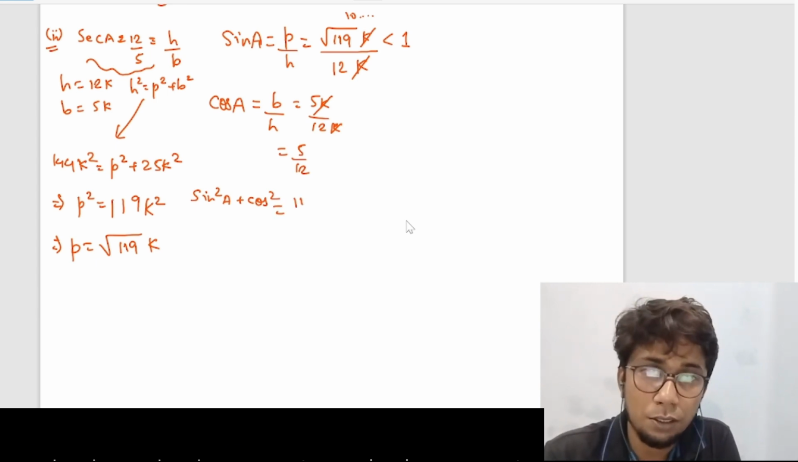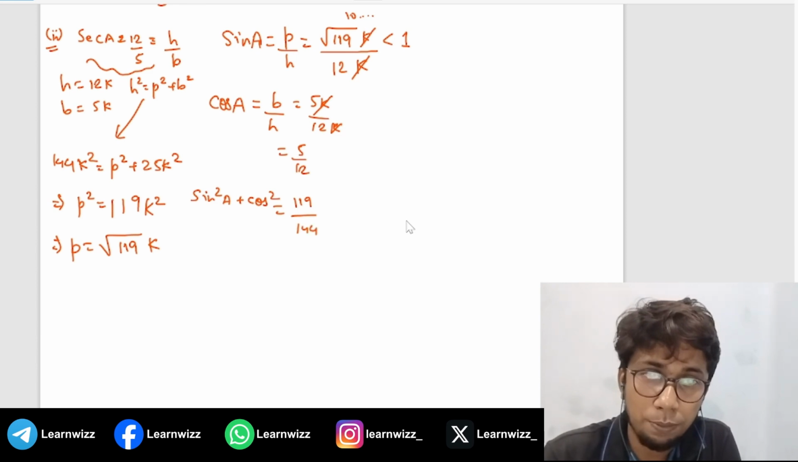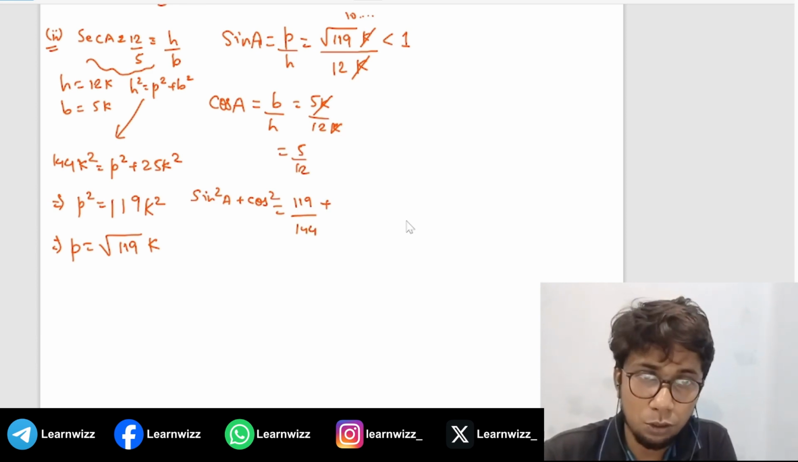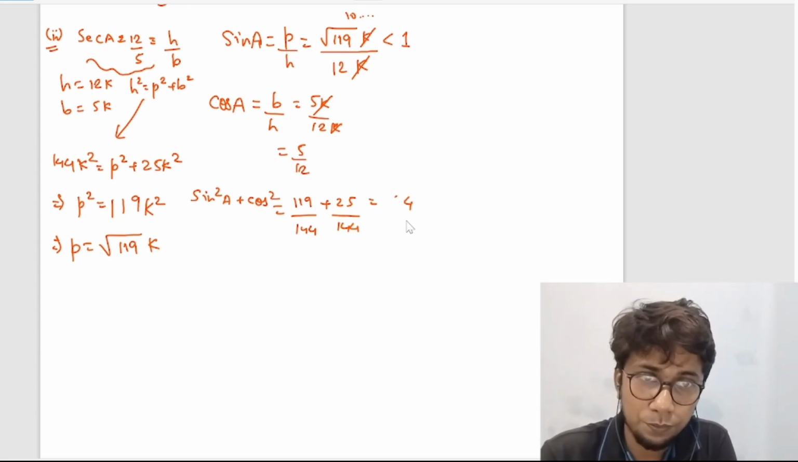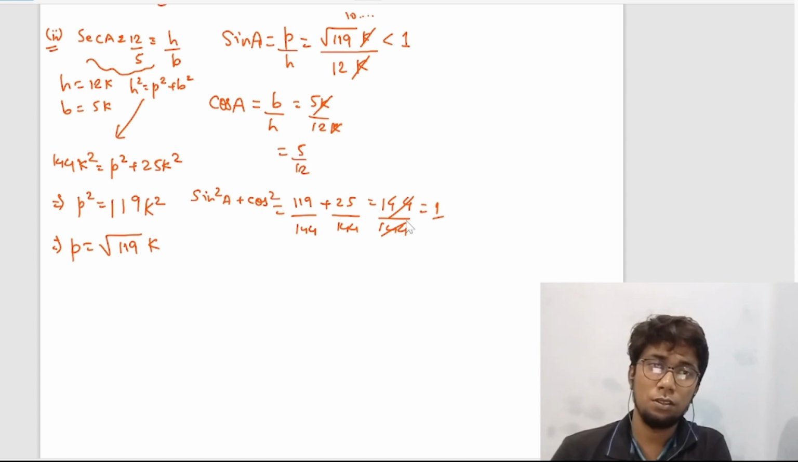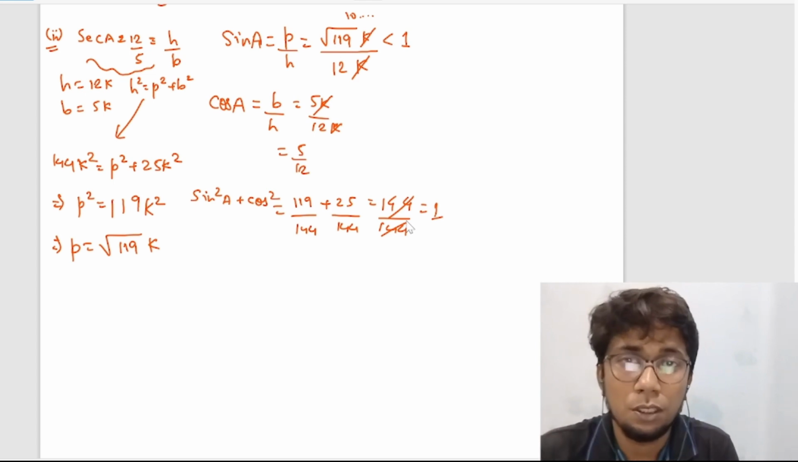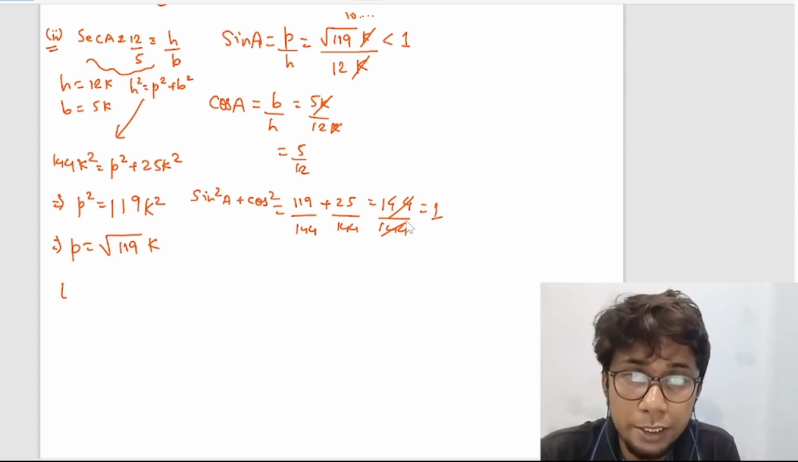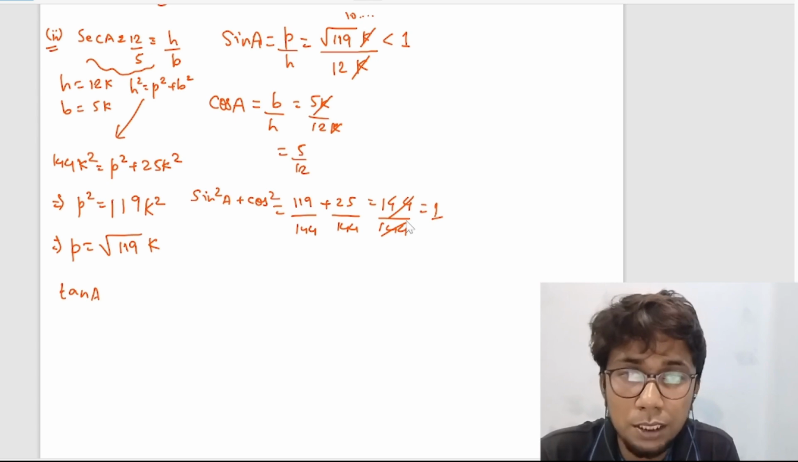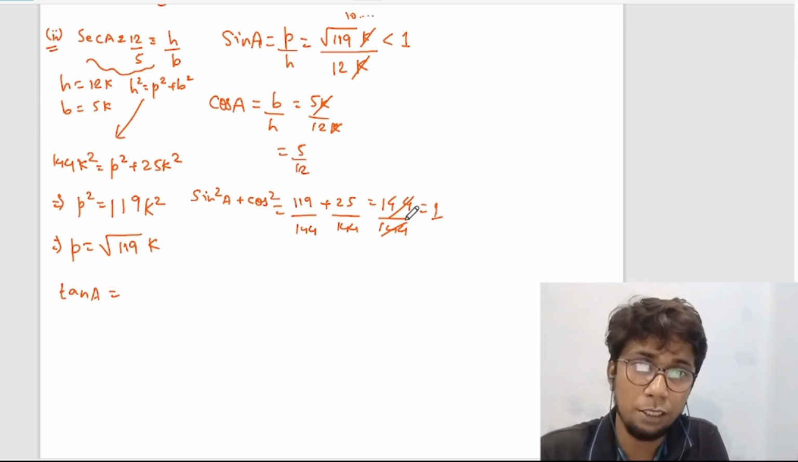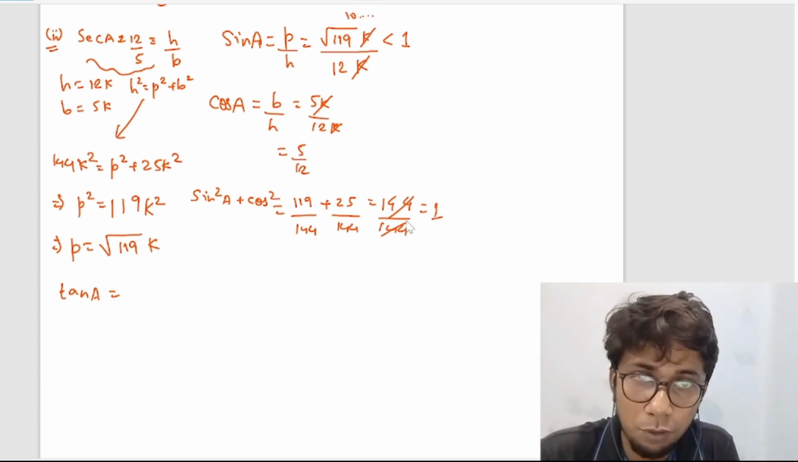Sin square A is 119 upon 144. What about cos square A? It is 25 upon 144. This is 1. This is satisfied. So, all right. Let's check one more property. What is tan A? Tan A is nothing but sin A upon cos A. Sin A is root 119 by 12. This is 5 by 12. Tan A will be root 119 over 5, right?